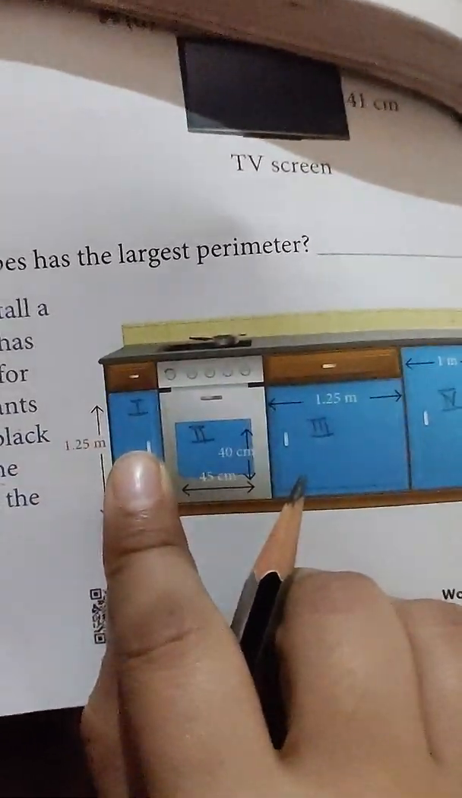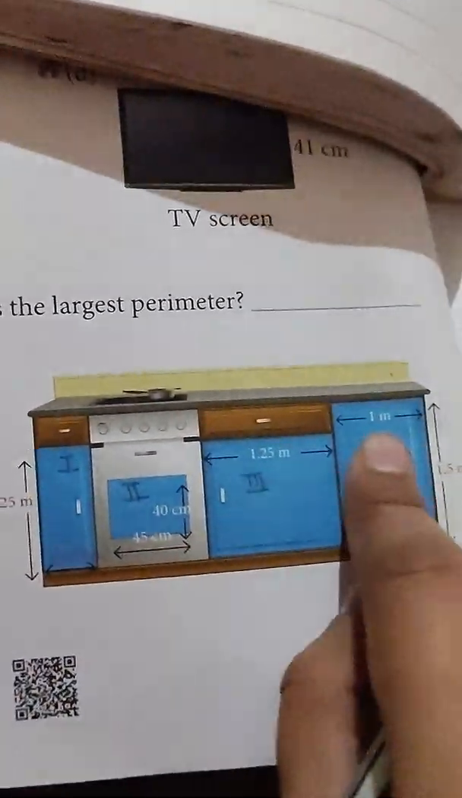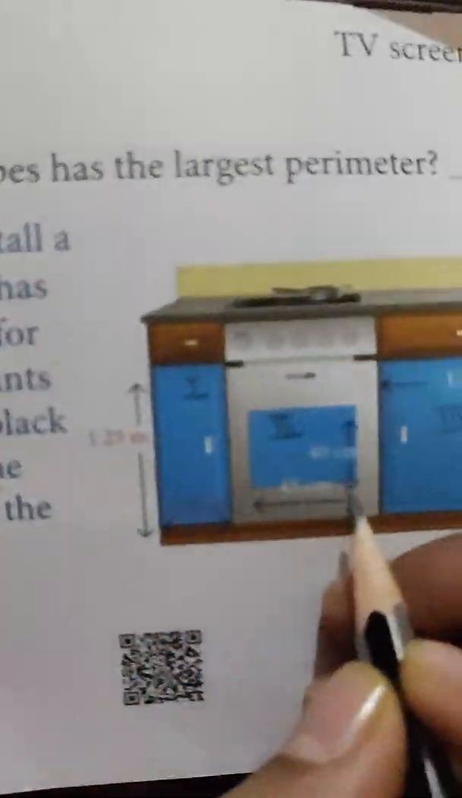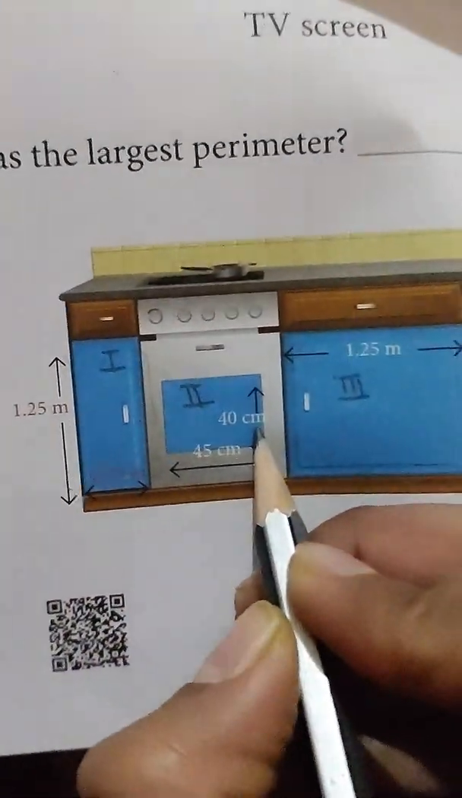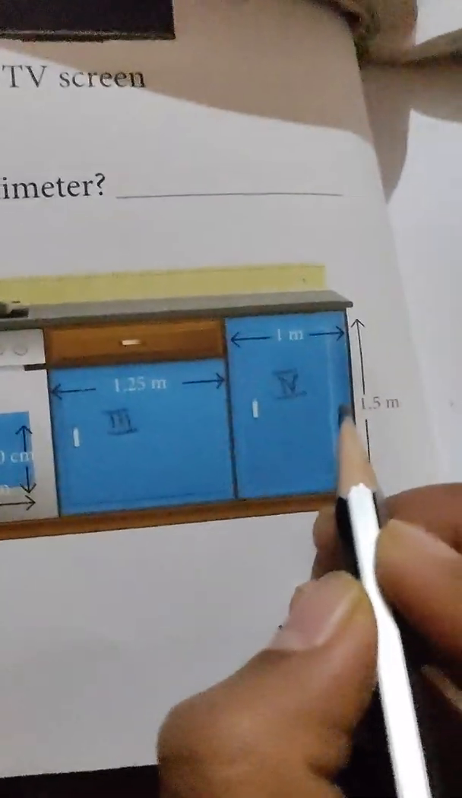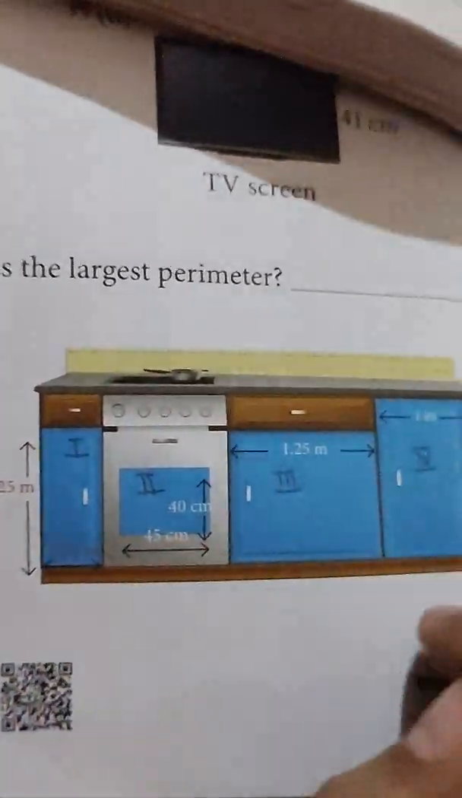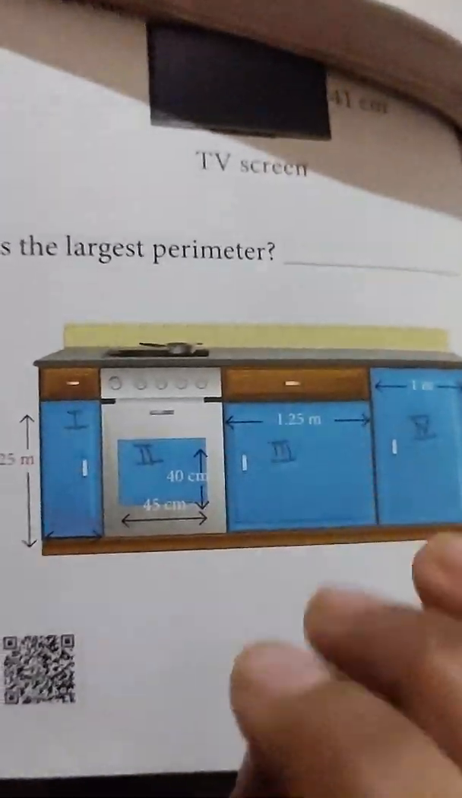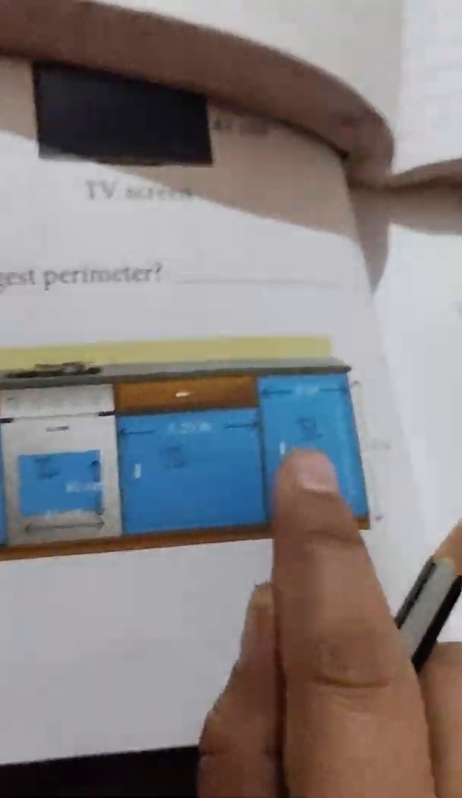First you will find the perimeter of this box, then this box, then this box, then this box, and then you have to add, as these all have different lengths and breadths. As you can see here, this one is in meters and this one is in meters and this one in centimeters. Again this one is meters and this one is meters. So we have to change this into meters if you want to add. I have told you already, when you have to add, subtract, multiply, divide, you have to do it in the same units. You have to first find the perimeter of all these boxes.